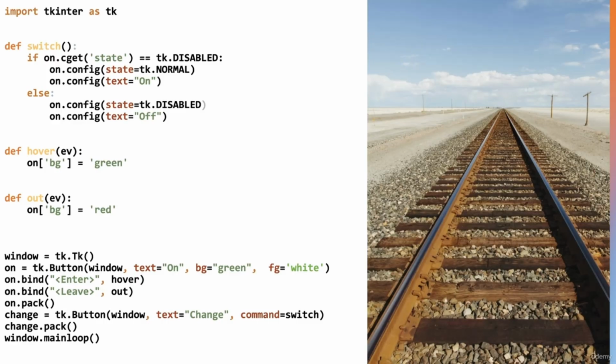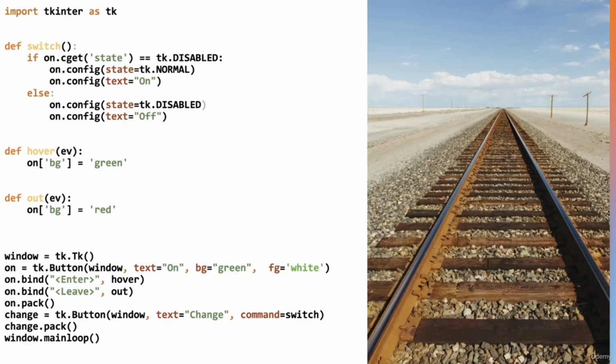So in this lecture, we will use the cget method in order to check the value of our state property, whether it is disabled or not, and the config method to assign a new value to the state property. By using the state property, we are able to enable as well as disable the functionality of a widget.